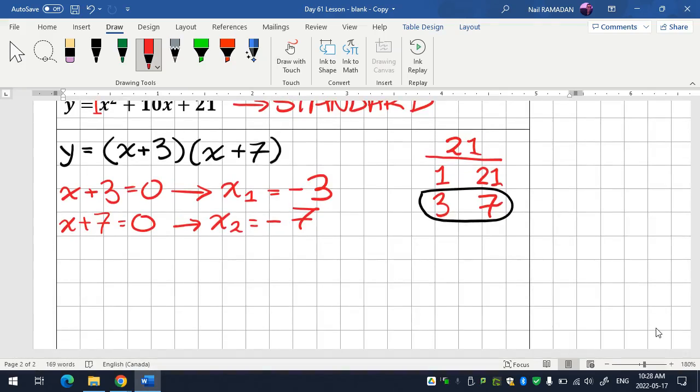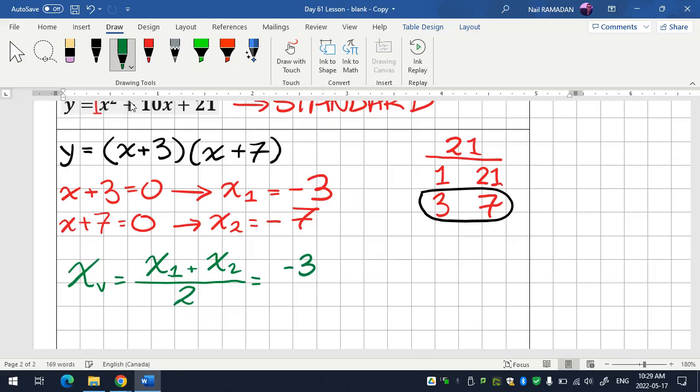So, wow, we have so much space we did not need it. So xv equals x1 plus x2, all divided by 2. What's my x1? Negative 3 plus what's my x2? Negative 7. By the way, everyone, many teachers don't like when you do that.